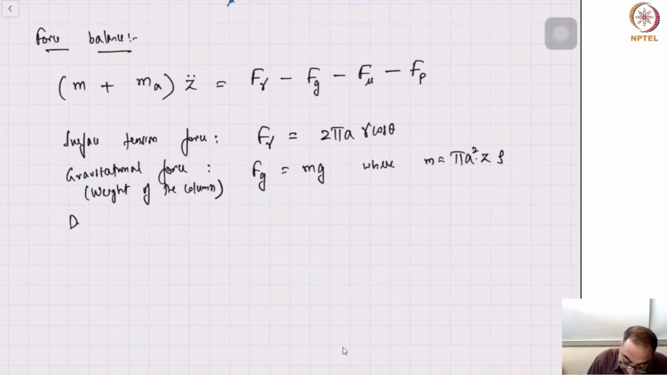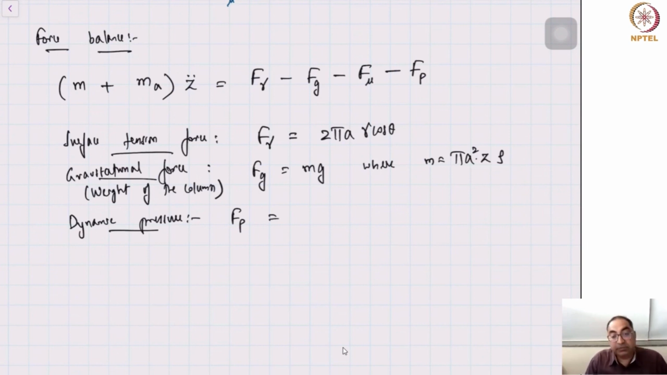The dynamic pressure, I've called it as Fp. That will be pressure times area. That's basically the pressure times area, and pressure would be, by Bernoulli's, half rho v square. At any point the column is rising with a velocity of z dot, so half rho z dot square times area.